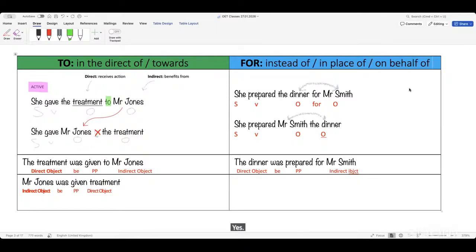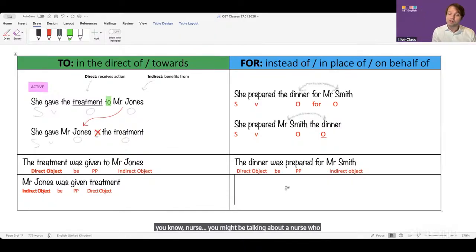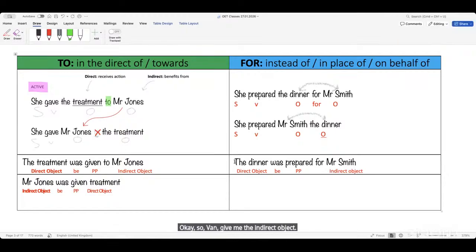Yes. Right. So obviously very useful in OET. You might be talking about a nurse who is doing something for the patient, on behalf of the patient. Okay, so Van, give me the indirect object. In this case it would be Mr. Smith.